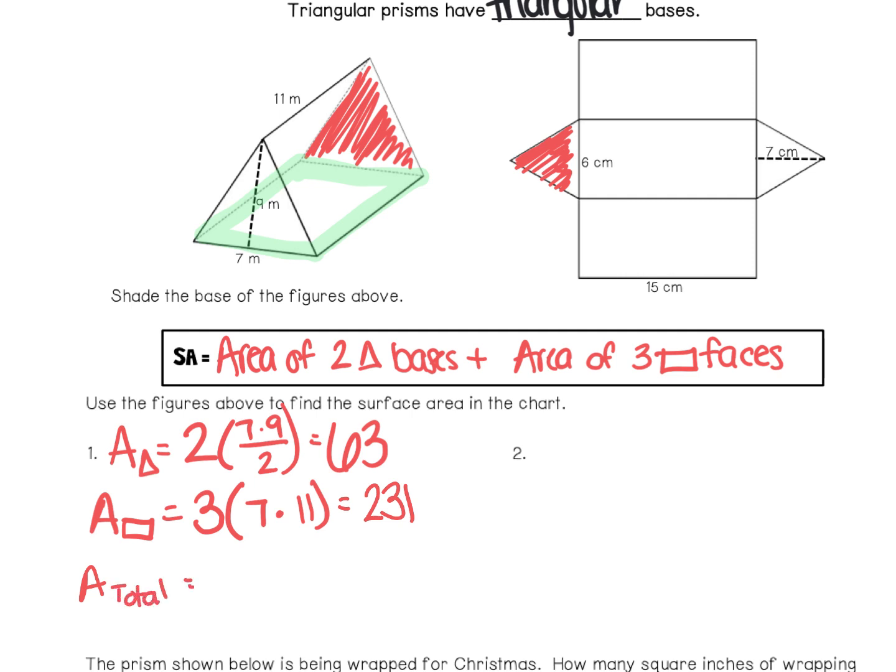And then our final piece here is to get the total area. So we're going to take the area of those 2 triangles, which were 63, plus the area of our 3 rectangles, which were 231, to give us a total area of 294 meters squared.